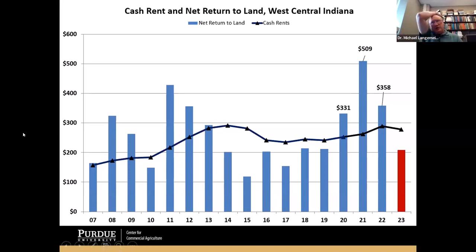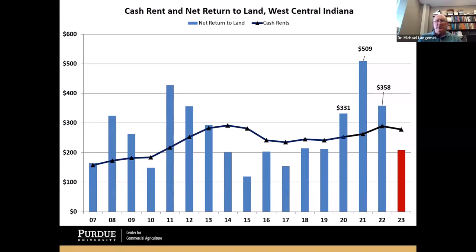Looking at cash rent and net return to land for West Central Indiana, again, for this case farm, this is dollars per acre. And the first thing you notice here, and this is true everywhere, not just Indiana, is that net return to land is considerably more variable than cash rents. And that's the way it should be from a landlord perspective and even from an operator perspective.